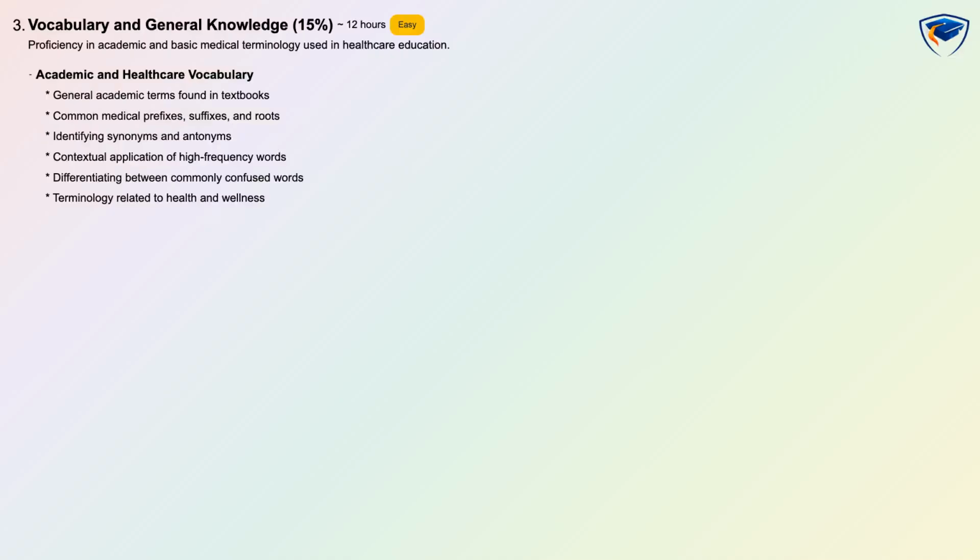Vocabulary and general knowledge is 15% of the exam, rated easy, and recommends about 12 hours of study with conceptual and scenario-based items. This domain builds academic and basic medical vocabulary, familiarizing you with common prefixes, suffixes, and roots that appear in healthcare education. You will practice identifying synonyms and antonyms, applying high-frequency words in context, and distinguishing commonly confused words and terminology related to health and wellness.